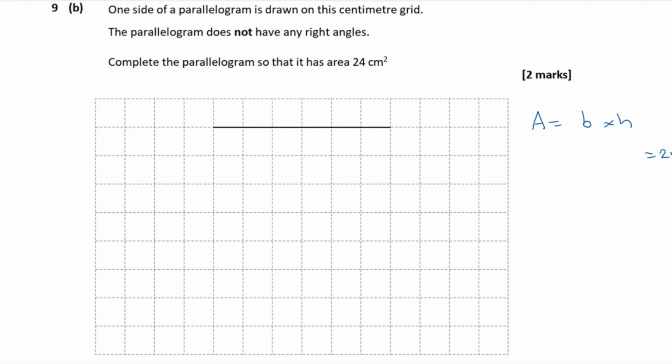So the base is 6. So then what must the height be, so that it has an area of 24? Well, 6 times what is 24? It's going to have to be 4, isn't it? So I know that the height must be 4.